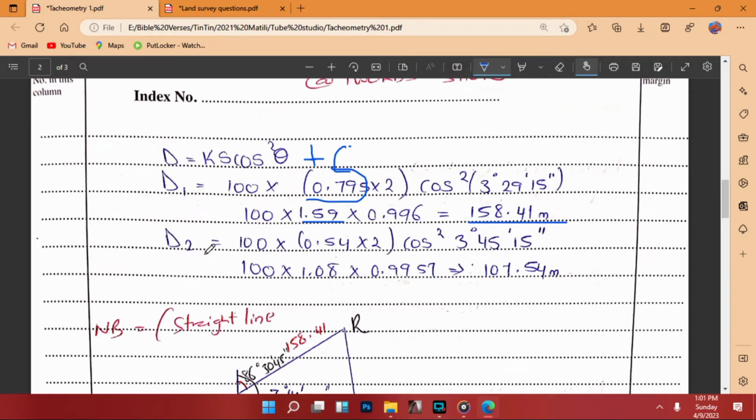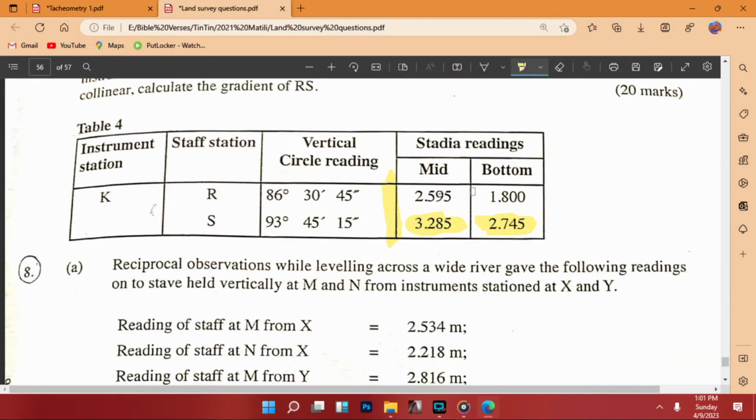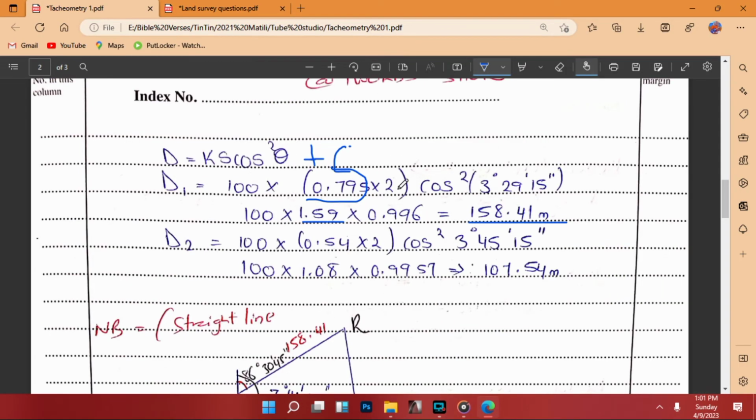Then we move to D2, the distance between K and R. Constant K here is 100 times the stadia intercept between those two. Going back, the difference between the mid and the bottom multiplied by 2 will give you the staff intercept here. When you find it, the value will be 1.08.